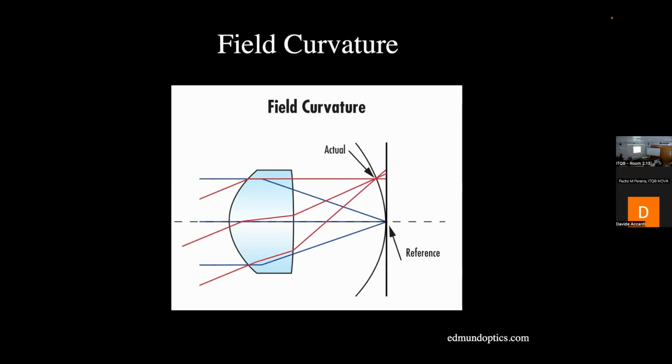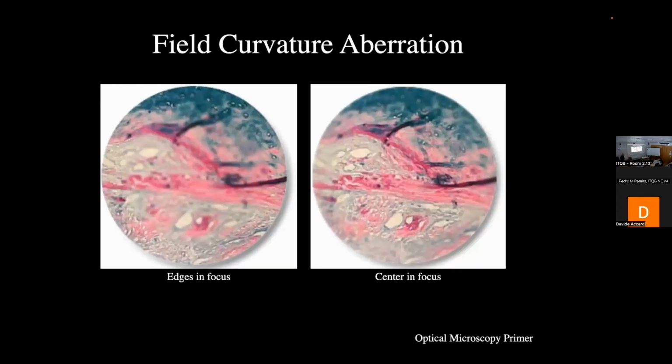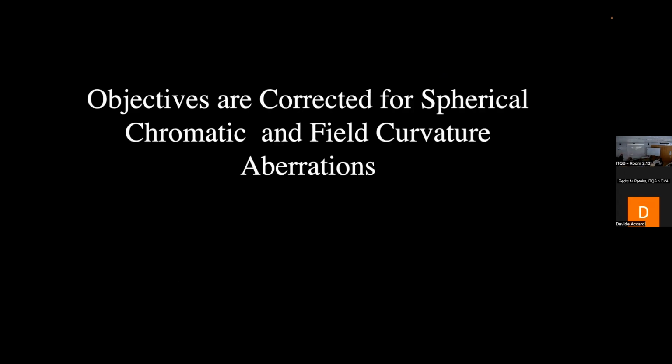And the field curvature, as I told you, is the tendency of focusing light on a curved surface and not on a plane. Basically it results in this: when you have the edges in focus, the central part is out of focus. When you focus on the center of the field of view, the edges are out of focus. And so objectives are corrected for these three main aberrations, okay?